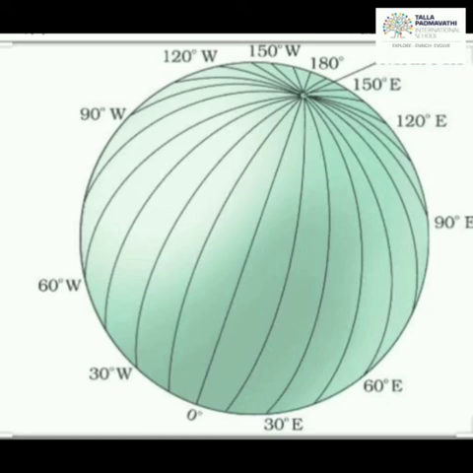Now all these lines can be mentioned the same way as the latitudinal lines. Here we say 30 degrees east longitude, 60 degrees east longitude, and 90 degrees east longitude. And towards the west, 30 degrees west longitude, 60 degrees west longitude, as well as 90 degrees west longitude. All these lines are drawn with the prime meridian as the base. These are also known as meridians, which, as we discussed, help us understand the location of a place.